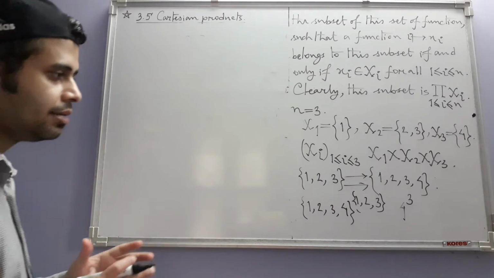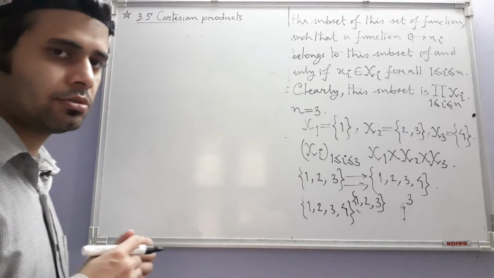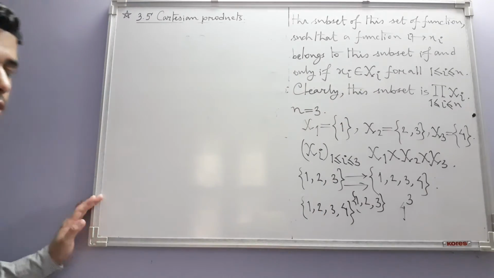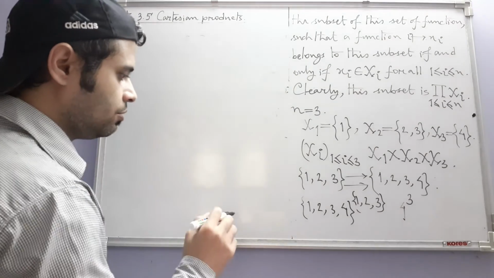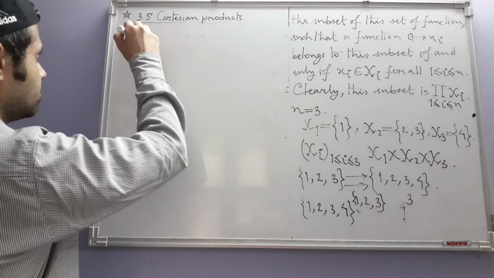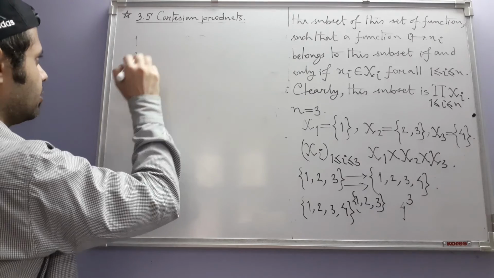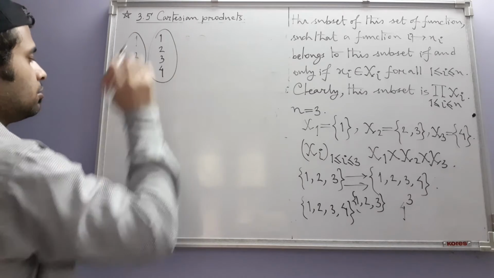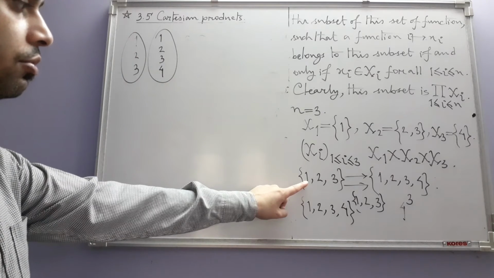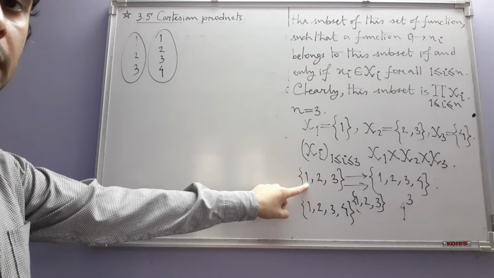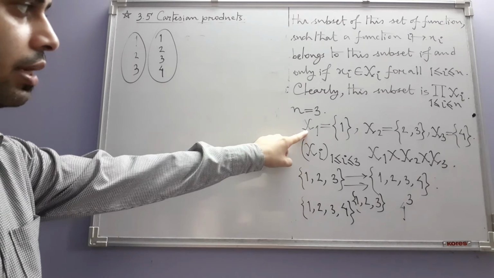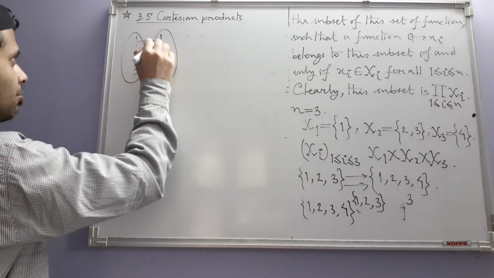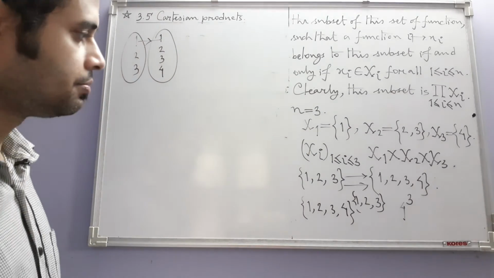Anyway, but our aim is not the whole set. Our aim is to only consider those functions which satisfy this extra condition. So we can draw a diagram like this. We want our function to map 1 into an element that belongs to x1. There is only one such possibility, namely 1. So our function must map 1 onto 1.